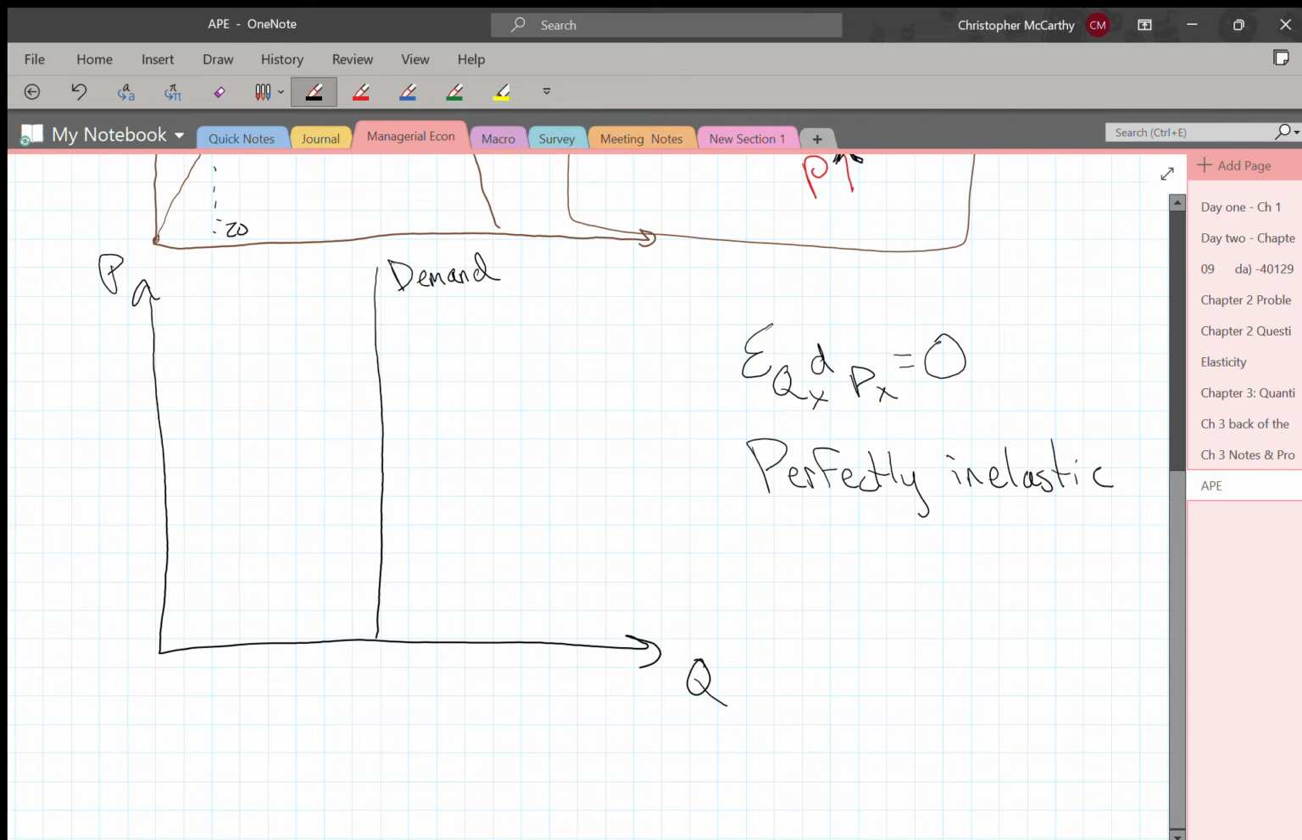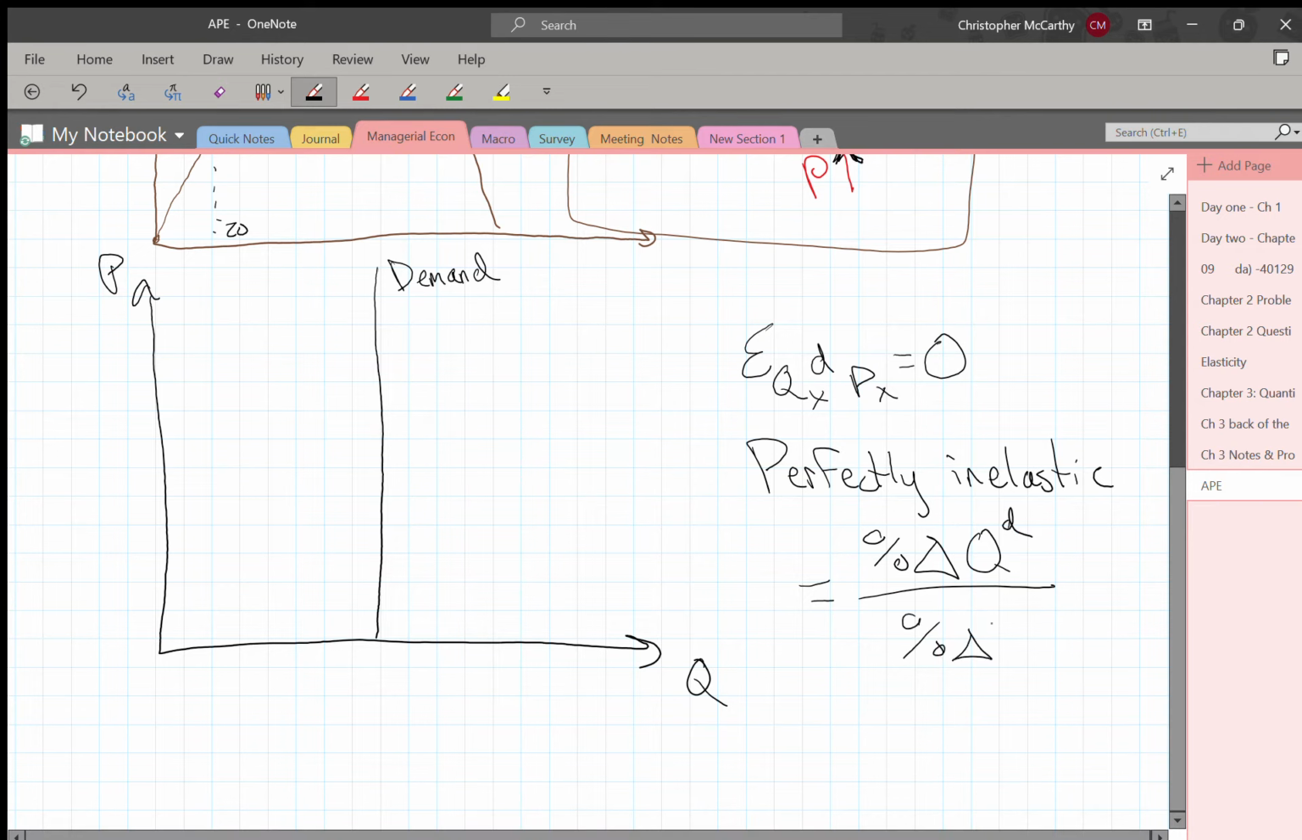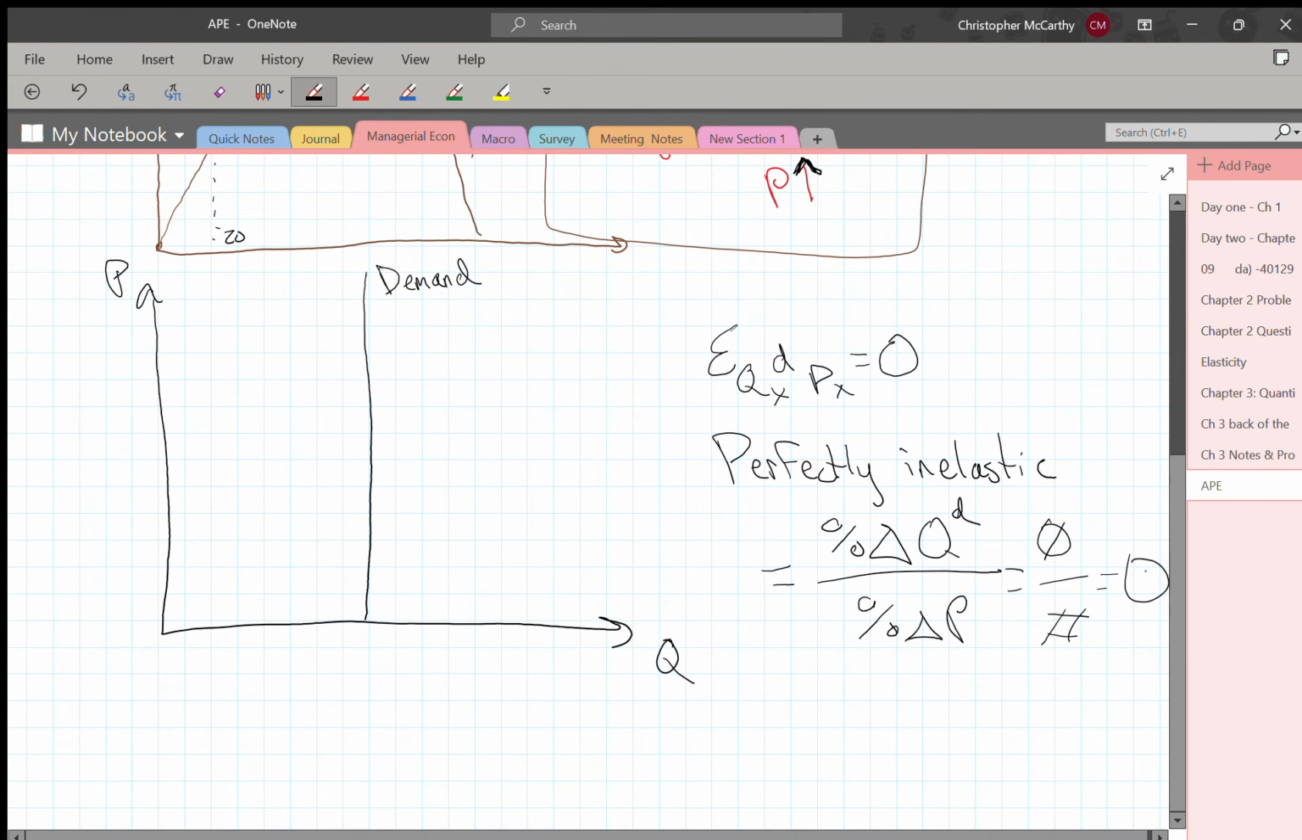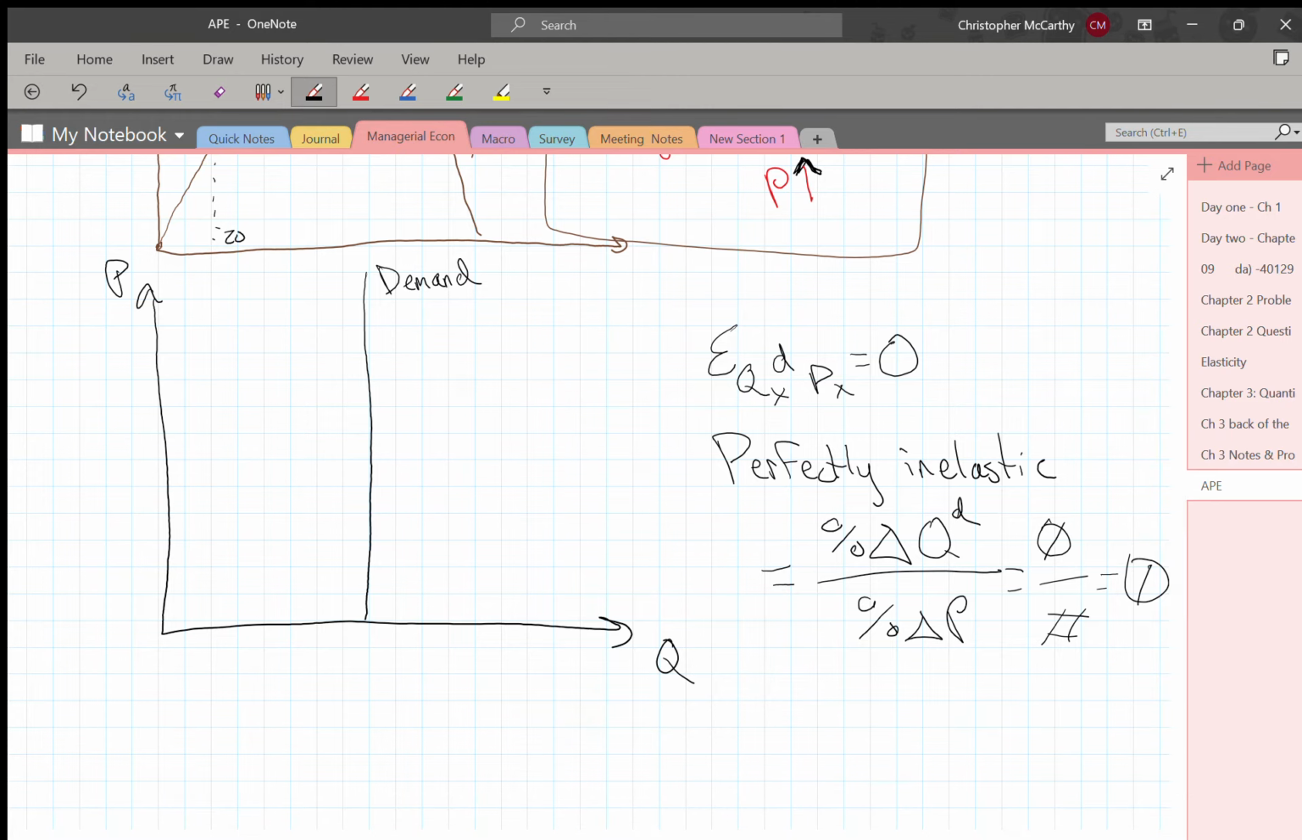So why is it 0? Well, the percentage change in the quantity demanded, the thing that's in the numerator, is going to be 0 no matter what, right? So 0 divided by anything is 0. Another math law. The laws of mathematics. Supreme cosmic powers.